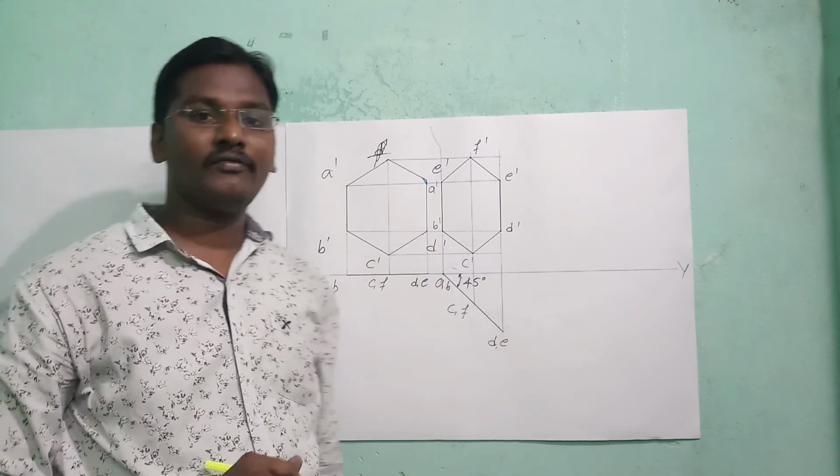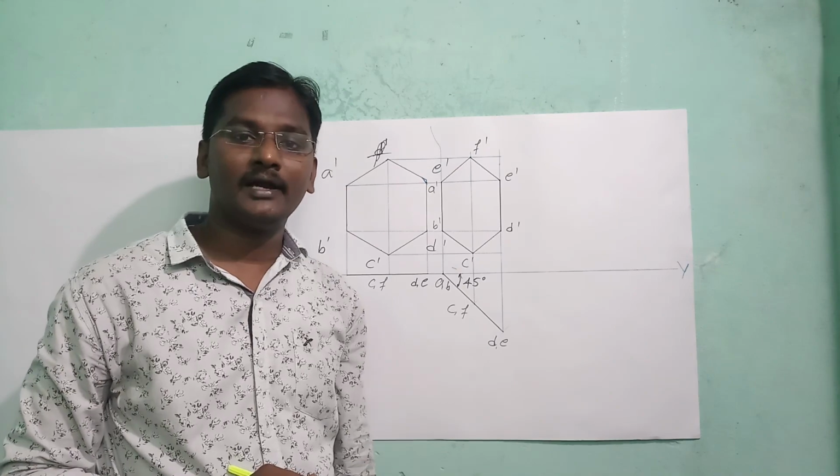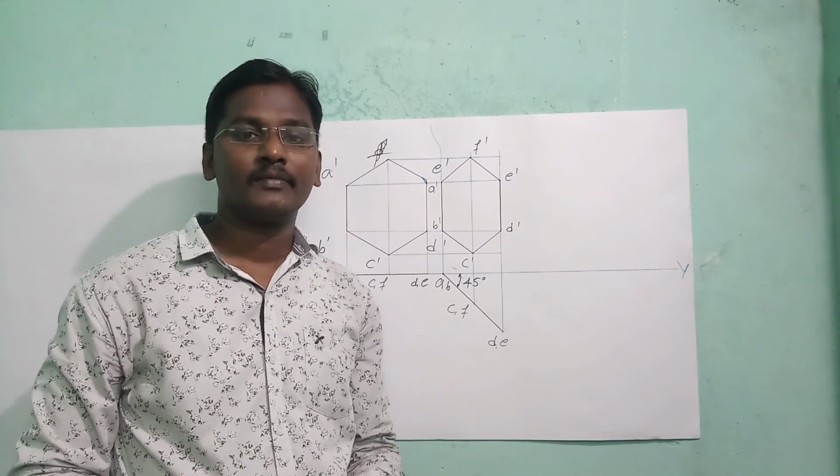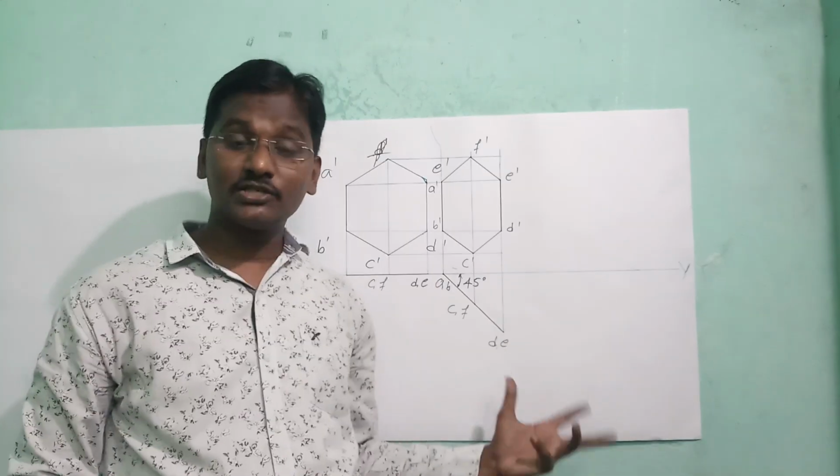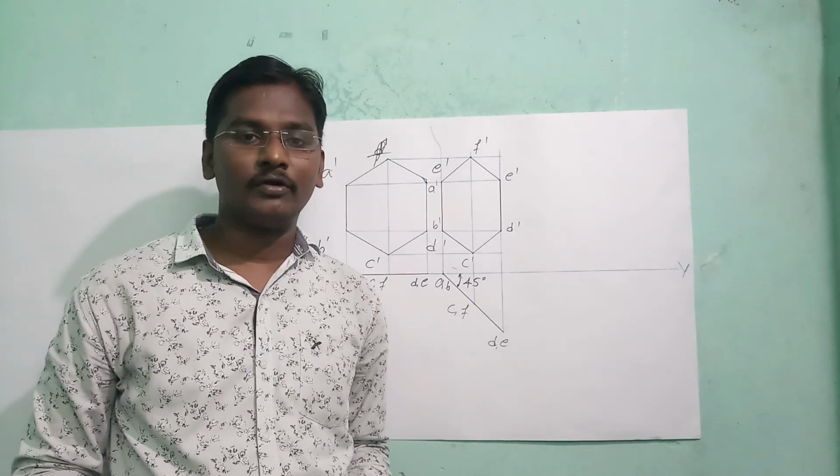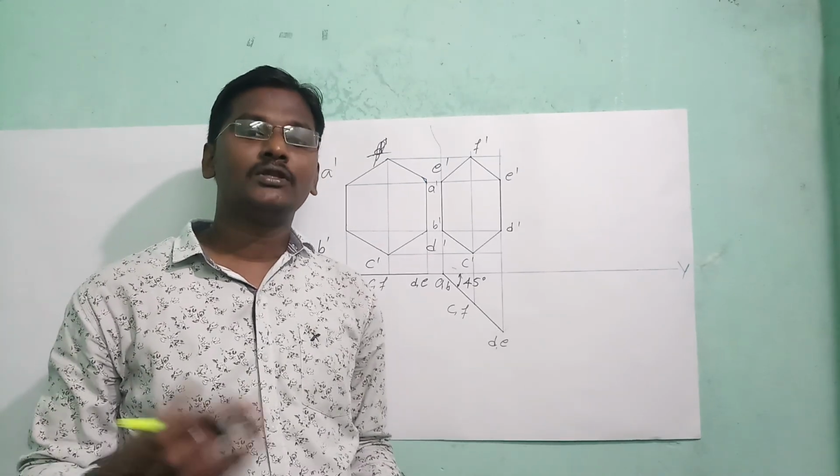This is the problem of case 3, which is inclined to VP and perpendicular to the HP. Suppose coming to the case 4, an extension of this problem. Okay. Now how may the problem be asked?